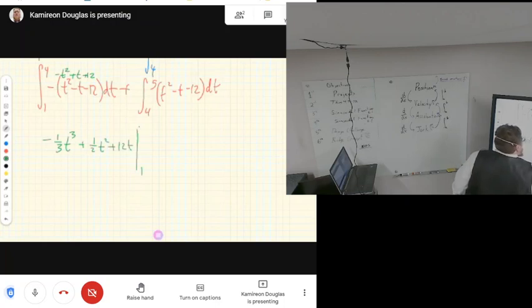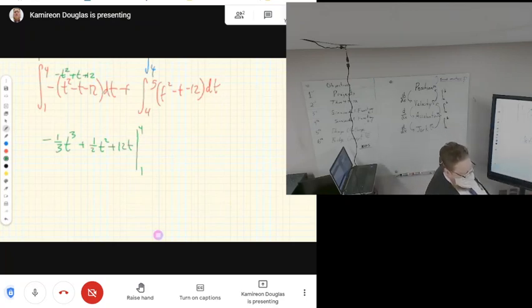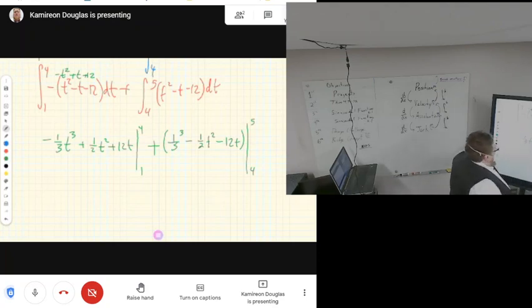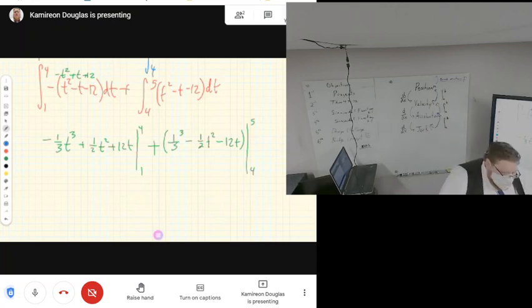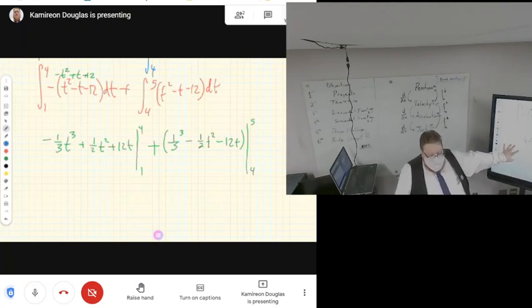Evaluated from 1 to 4. Plug in. Plus, this piece: 1/3 t cubed minus 1/2 t squared minus 12t. There's going to be a lot of duplicate information here. We will know we've done this correctly if this left-hand piece gives us a positive answer and the right-hand piece gives us a positive answer. Because again, we're doing an absolute value, so everything should end up positive when we're done.